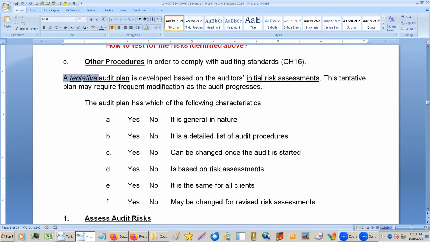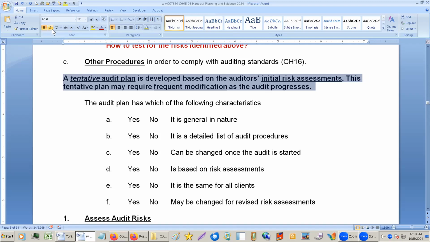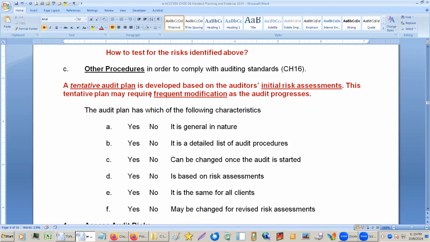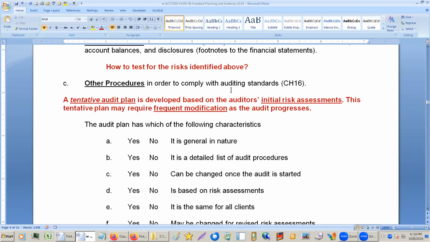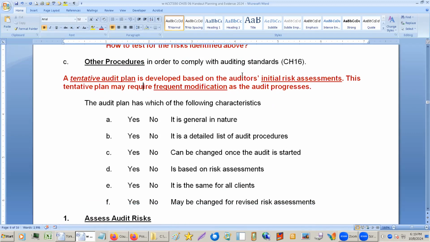So a tentative audit plan is developed based on an auditor's initial risk assessment. The tentative plan may require frequent modifications throughout the audit. Okay, so this is very important, actually. The audit plan is not set in stone. It needs to be flexible to address things that you find. And it could go either way.